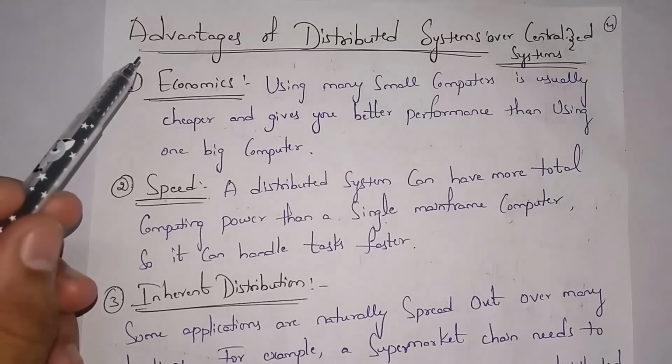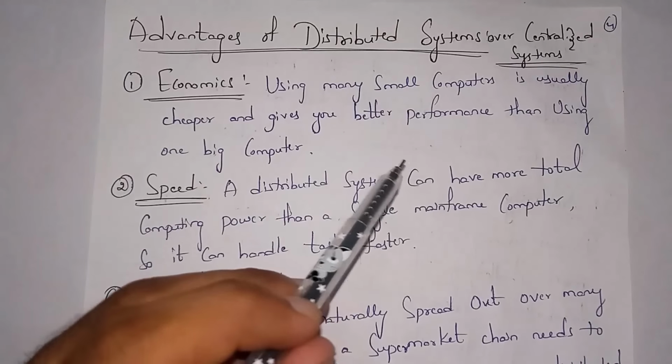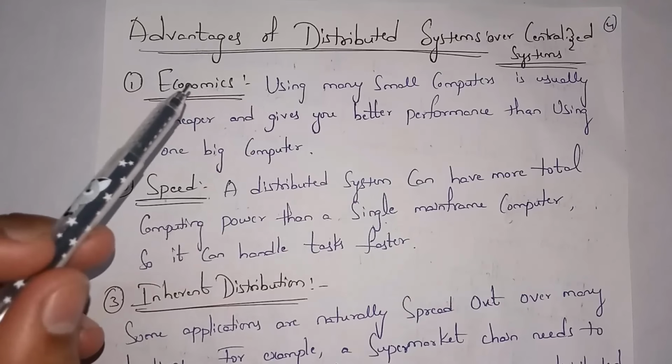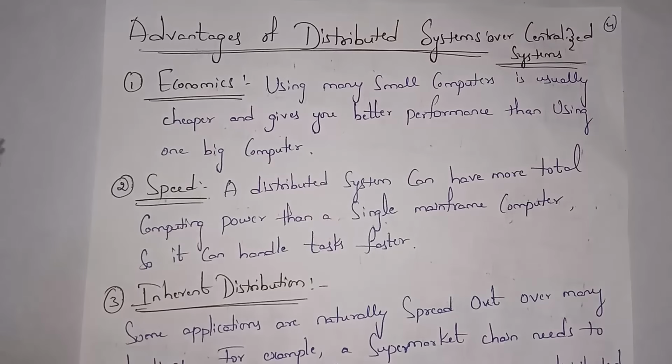Guys, these are advantages of distributed system over centralized system. Centralized system is nothing but one main system which will perform all operations. And the first advantage is economics. Instead of purchasing one high configuration system, you can purchase many small computers which are cheaper. And next advantage is speed. When compared to single computer, distributed systems has more computing power, so they can complete tasks faster.